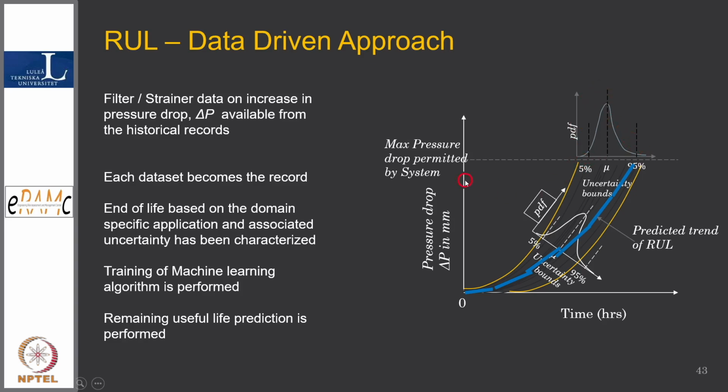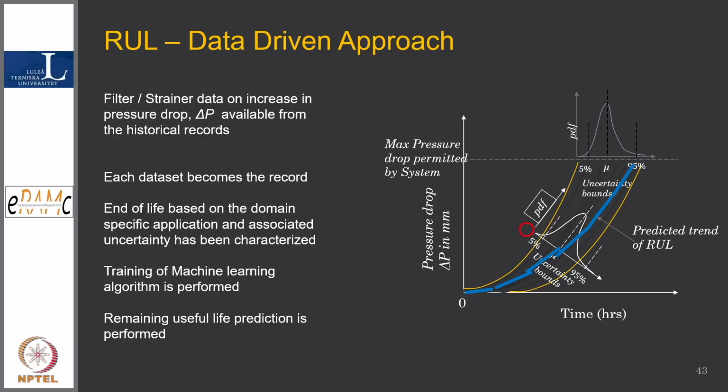We said that RUL should be predicted with the uncertainty. So at every stage RUL is being predicted with uncertainty, and here it will tell you, okay, you are a certain time signature away from the failure criteria. So that means the time available is this much.